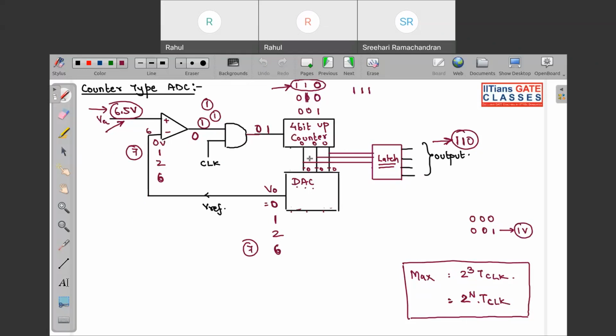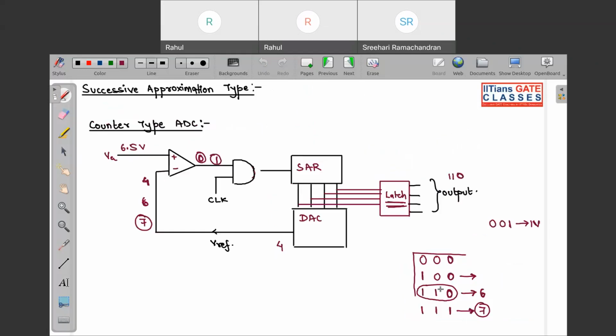So simple. Here you can see that the counter is counting one by one, but here we are not counting one by one; we are just incrementing one of the bit positions. Suppose it was 3 volt for this particular case.